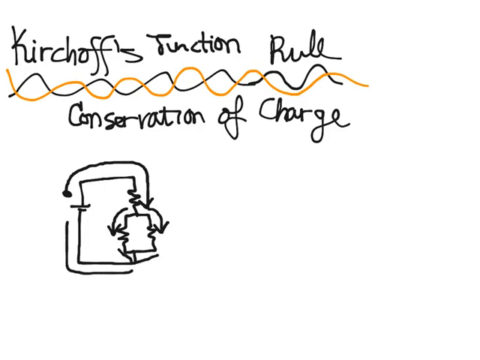Eventually, those electrons are going to come and join back together, and the final current will be the same as the initial current. So the idea behind Kirchhoff's junction rule is that whenever you come to a junction in your circuit, the total current going into your circuit has to be equal to the total current going out of your circuit.